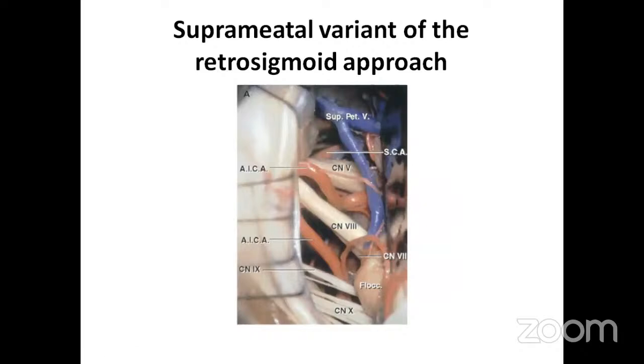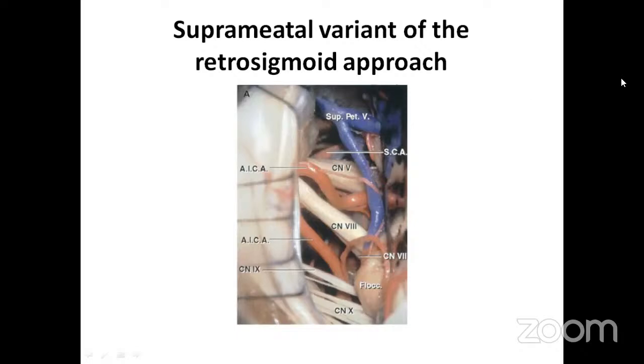Now we will discuss the suprameatal variant in the retrosigmoid approach. Here we can see the cerebellum has been retracted, and this is the left cerebellopontine angle. There is a superior petrosal vein that is blocking access.